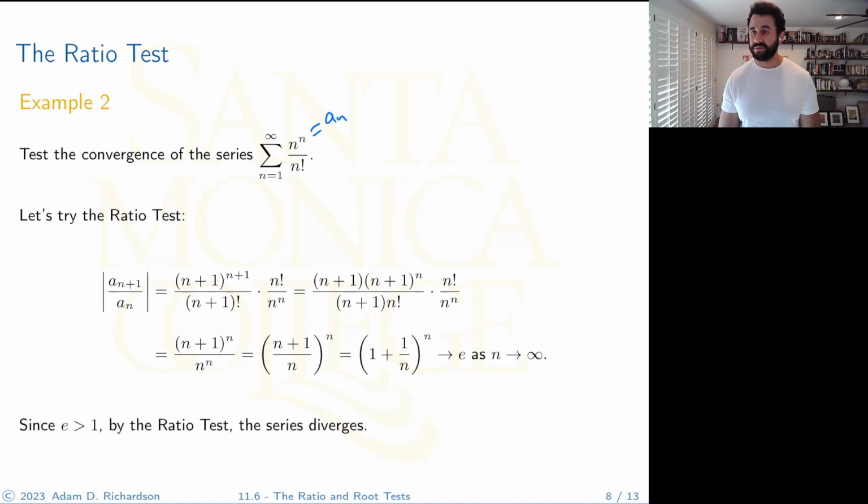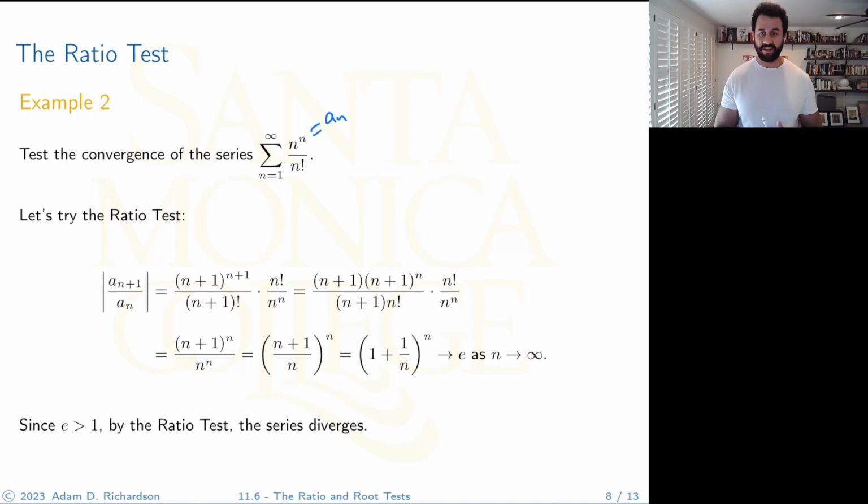Now we'll be able to cancel some things, right? We can cancel n+1. What else could we cancel? Oh, we can cancel n factorial. And then we're just left with this. Next thing to notice here is we've got this raised to the power n and this raised to the power n. So just by using the laws of exponents, we can pull out that exponent n and write it like so.